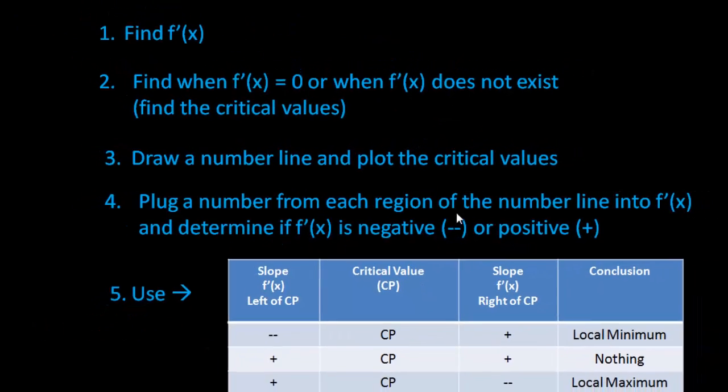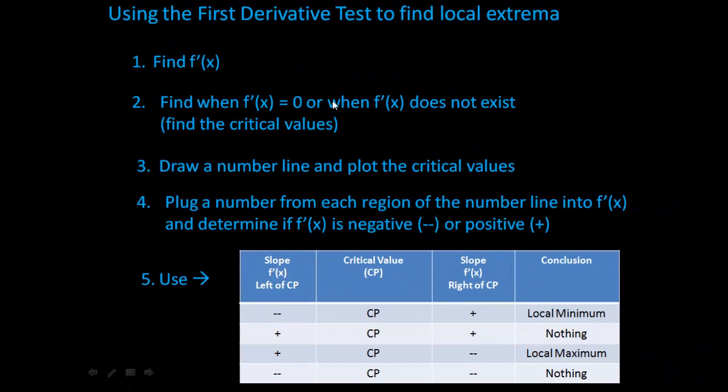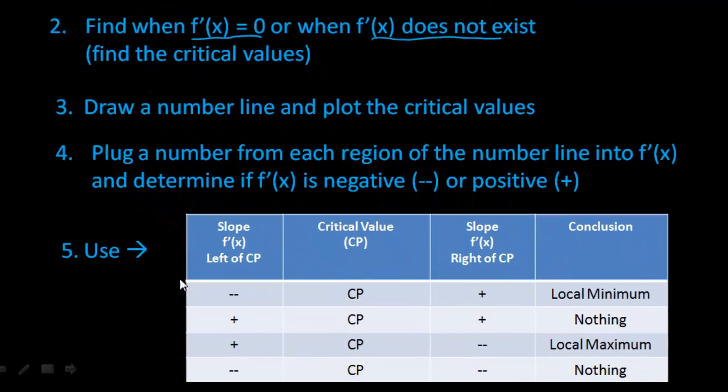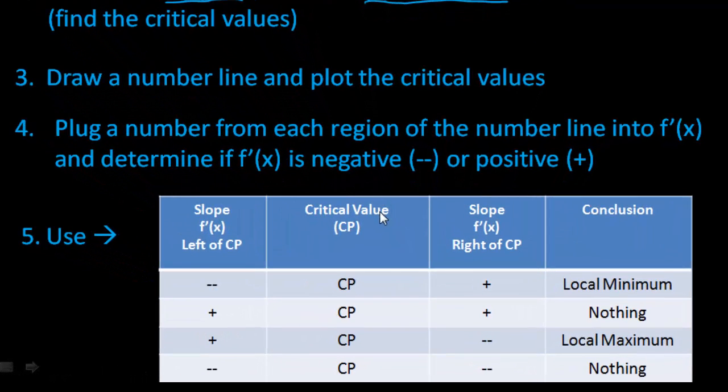All right. These are the steps to find the local extrema of a function. You're first going to find f prime, and then you're going to follow the rest of these steps, which is to set the derivative equal to 0, figure out when the derivative doesn't exist, draw a number line, and follow the rest. This is a nice table to have with you, because once you do the number line, it is going to tell you when you are a local max or min, or when you're nothing.